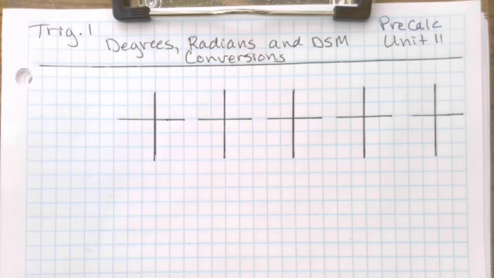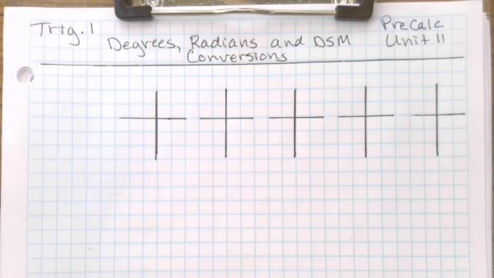Good afternoon. We are going to take notes on the first day of Unit 11, which is our trigonometry unit. So it's Trig point 1. The notes are going to be numbered by decimals in the unit rather than sections in the book because we're going to be picking and choosing from various sections in Chapter 4.